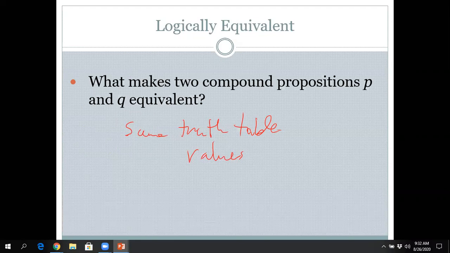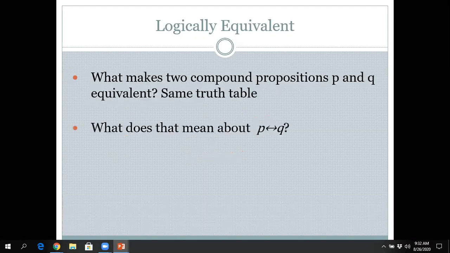I've already shown you some notation for equivalent propositions, like the triple equal sign. And we'll see that make an appearance pretty soon. Okay, same truth table values, like I just said. What does that mean about P if and only if Q? So suppose P and Q are equivalent. So P is equivalent to Q.